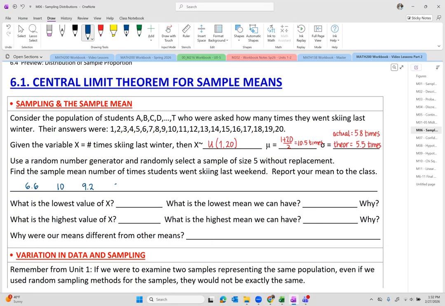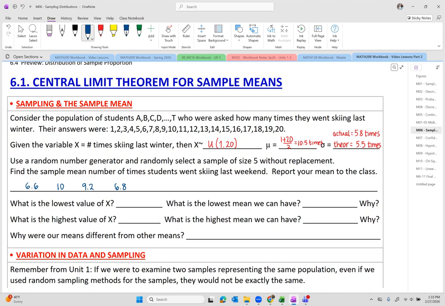All right. We will try some more later. So as you've noticed, no matter how many times I would try it, I would never get 10.5 as the mean for my sample.